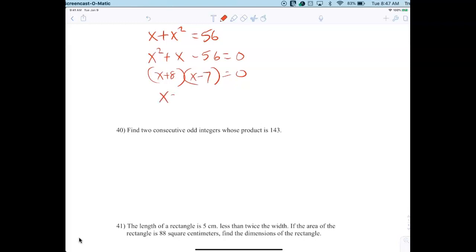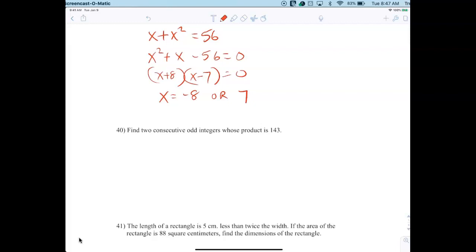So you have now two answers. x could equal what? Negative 8 or positive? Negative 8, or x could equal 7. Okay? Everybody good with that? Everybody good?